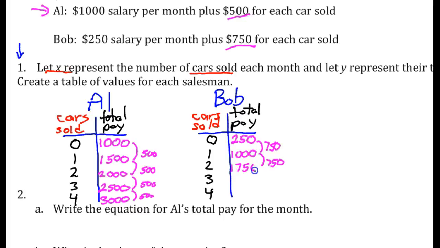1,750, 1,750. Go up by another 750. We got 2,500. And go up one more time. Another 750. 3,250.